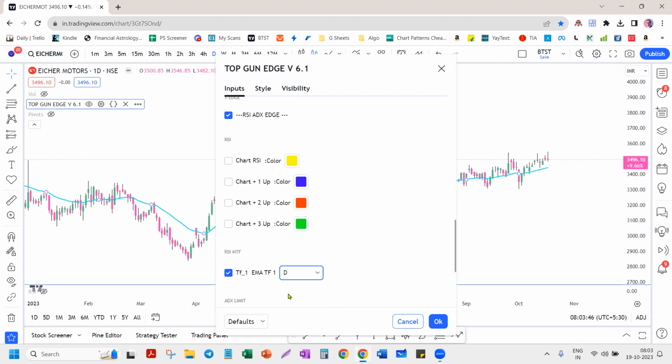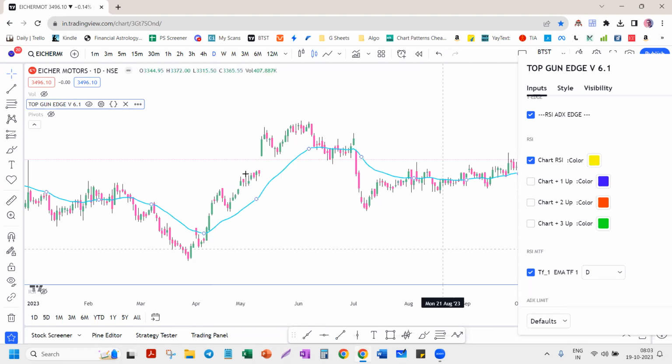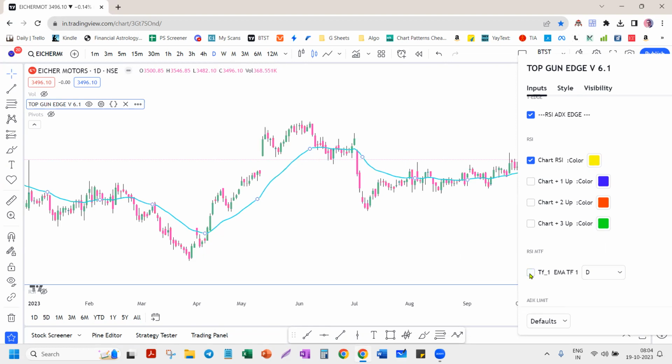So basically it will configure this yellow line only, which is the chart RSI, the daytime frame RSI. So if I click yellow, see over here, I cannot see yellow. But now if I remove this RSI MTF, I'll be able to see yellow. Good. So now I'll remove the chart RSI and put this.